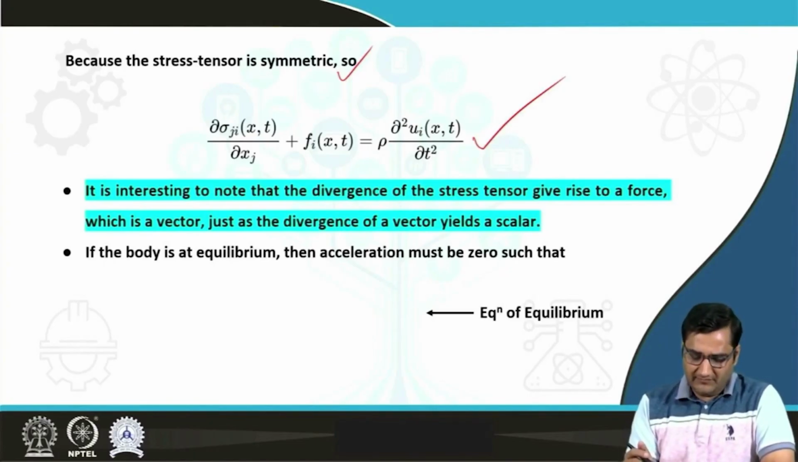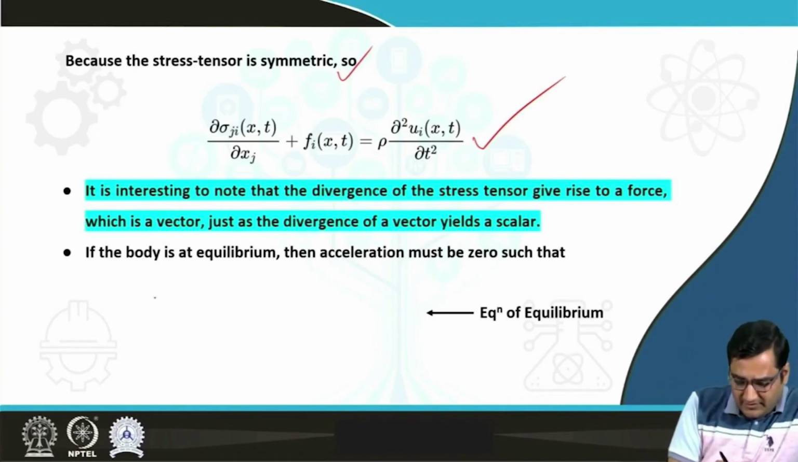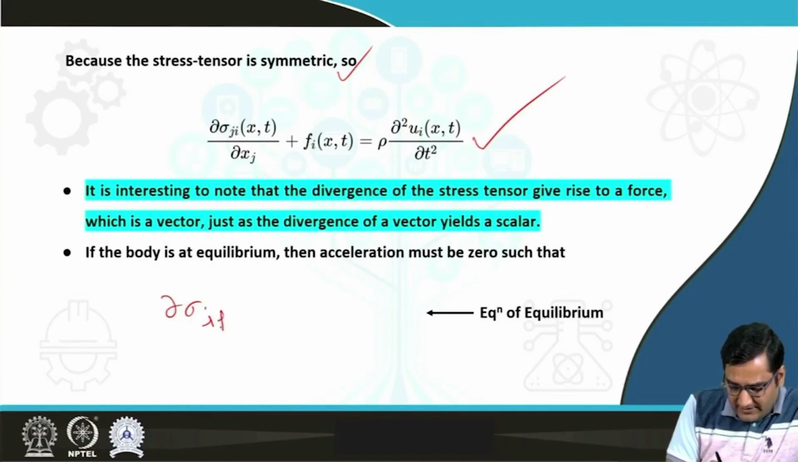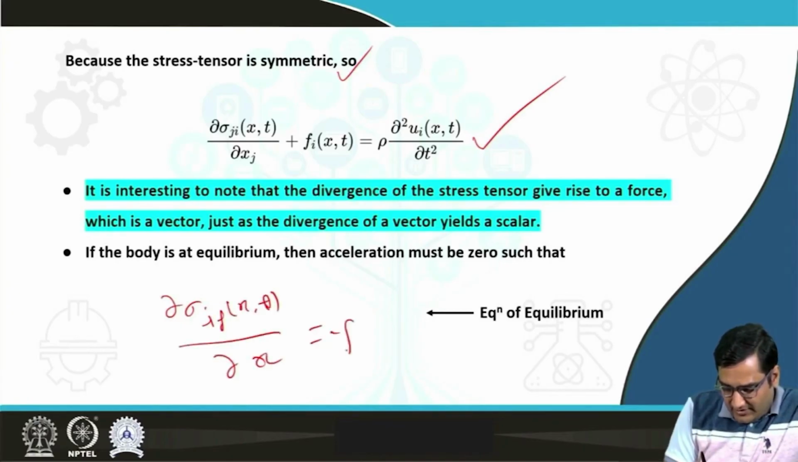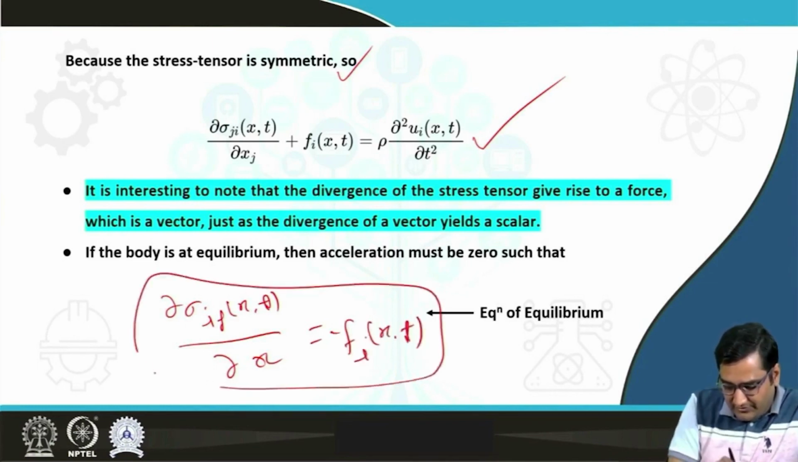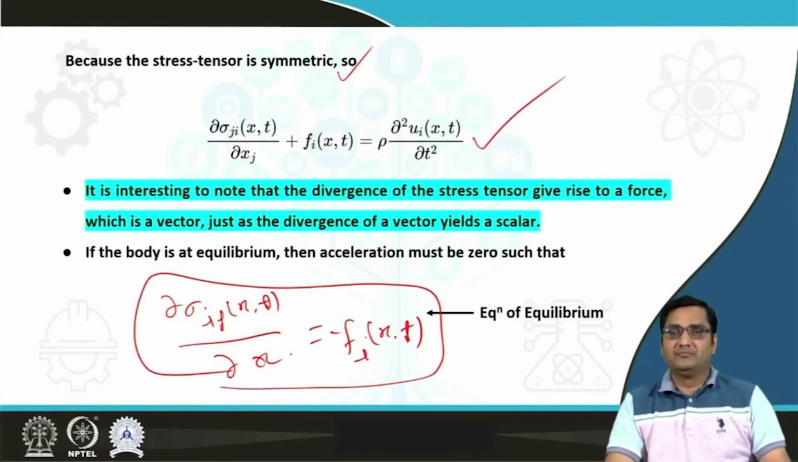We will be left with only one term, that is ∂σij(x,t)/∂xj is equal to minus fi(x,t). So this particular equation is known as the equation of equilibrium.